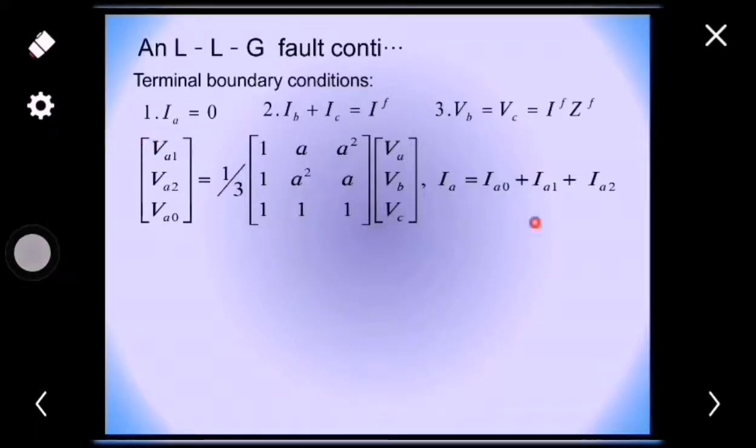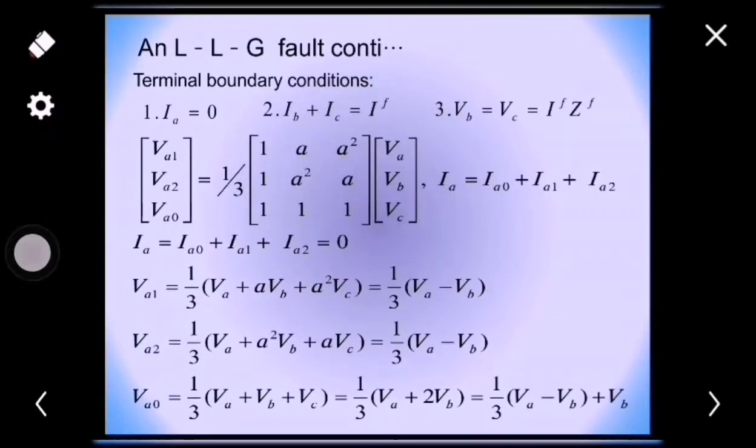Now when you put IA equal to 0, it says the algebraic sum of three currents meeting at a junction is 0. So this is the proof of KCL for the three sequence networks. When we construct the interconnection of the three sequence networks, this relationship, that the algebraic sum of all three currents meeting at a junction is 0, will be helpful. Now let us go for the VA1, VA2 and VA0 relationship derivation.